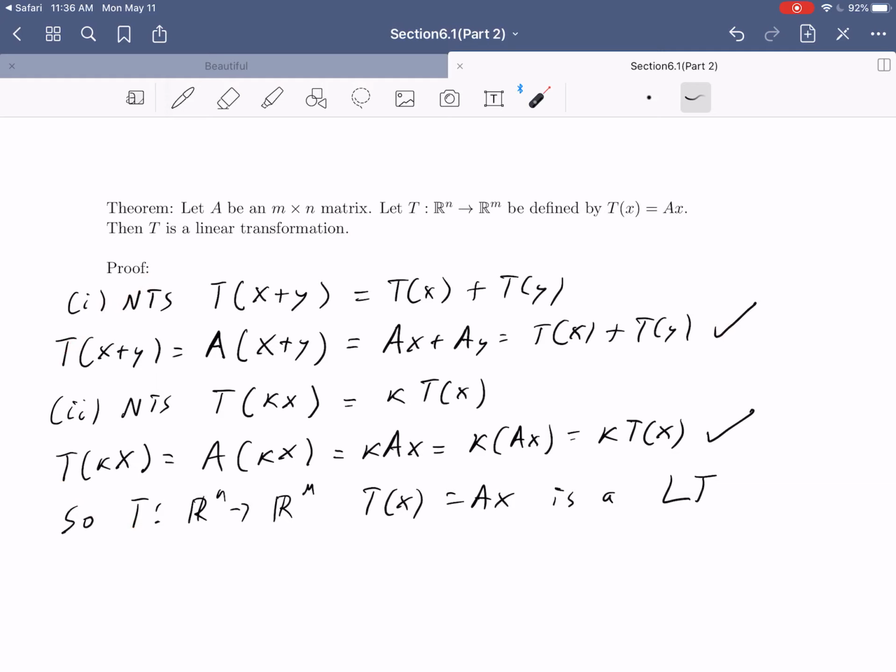So this is not a super deep theorem. All this is basically saying is that if you define a transformation from Rn into Rm by left multiplication by a matrix, then it is guaranteed to be a linear transformation. What's actually interesting, though, is that every transformation from Rn to Rm can be thought about as a matrix multiplication. This theorem tells us that every matrix multiplication is guaranteed to be a linear transformation, but the opposite is true too. Every linear transformation from Rn to Rm can be thought about as a matrix multiplication. So let's see how to talk about that.